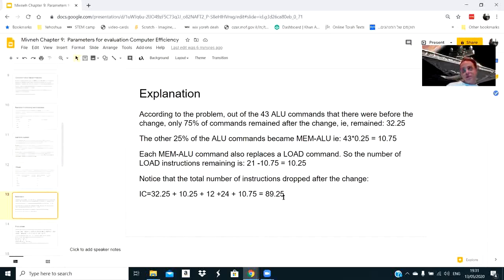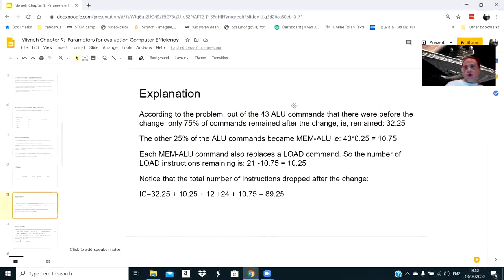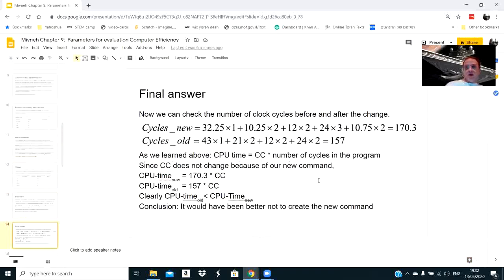Now we can check the number of clock cycles. And that's what I was doing before, by simply multiplying this times this times this. So we get, over here, 32 1/4 times 1, 10 times 2, and here's our new instruction, 10.75 times 2. So this is our new computer, and it's 170 cycles. The old computer was 43 times 1, and all these numbers added up to 100 instructions, but times the different amounts for each type of command, and I got 157.